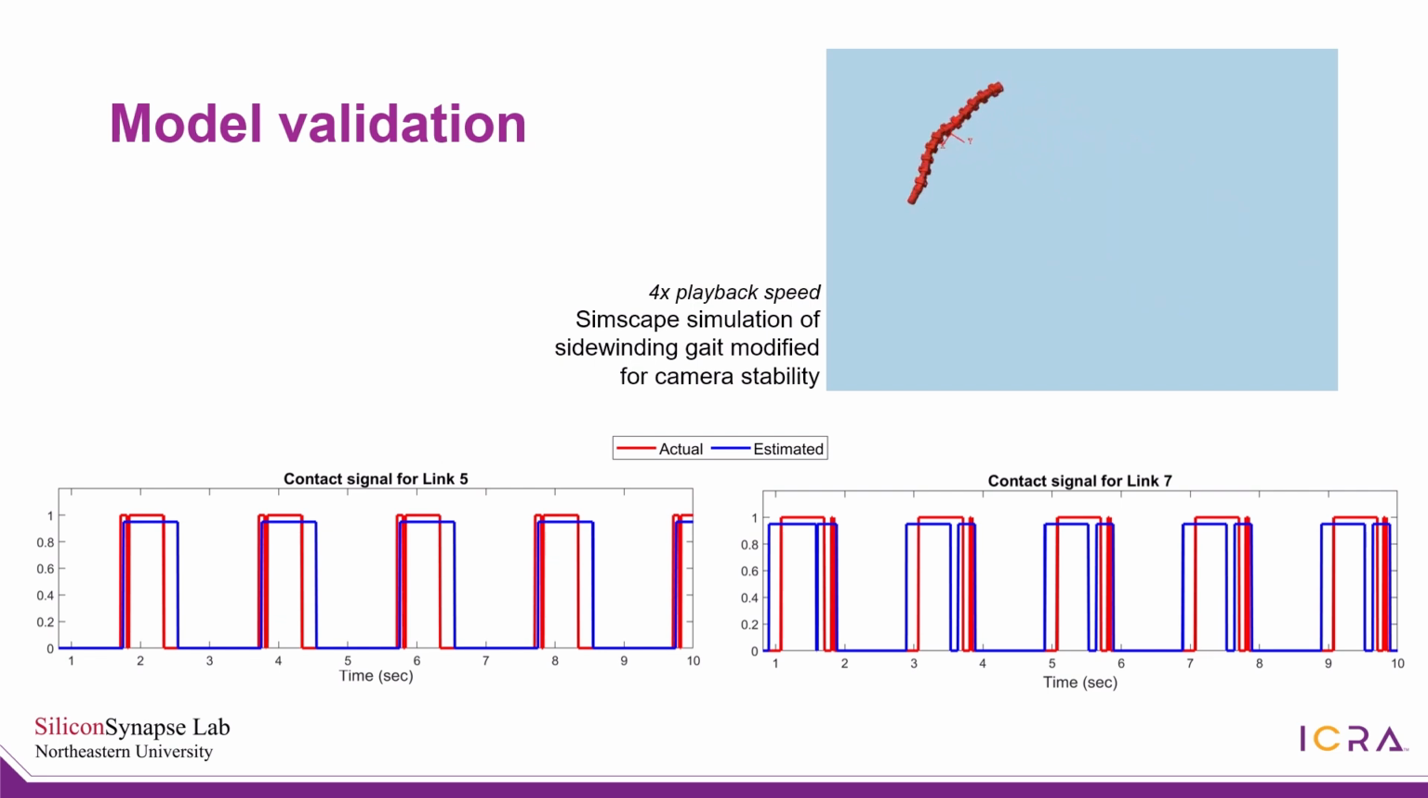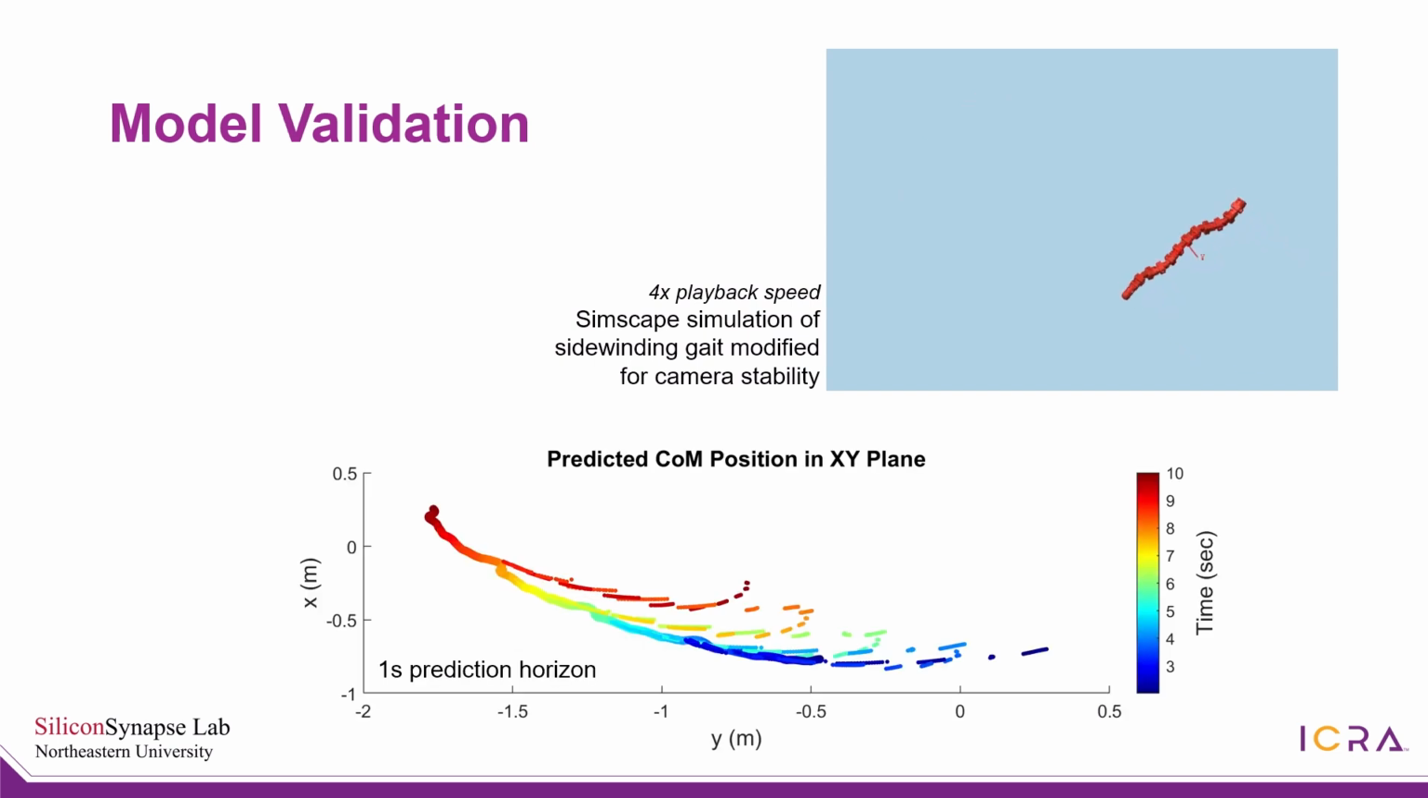We validate the model by executing a simple sidewinding gait in a high-fidelity SimScape simulation shown in the video on the right. Below shows the estimated contact signal plot against the actual contact signal reported by the simulator. Next, we use this to predict the center of mass movement for a 1-second horizon at various points in the trajectory. The result shows agreement in the direction of movement, though there is a large drift in the distance traveled in each horizon.